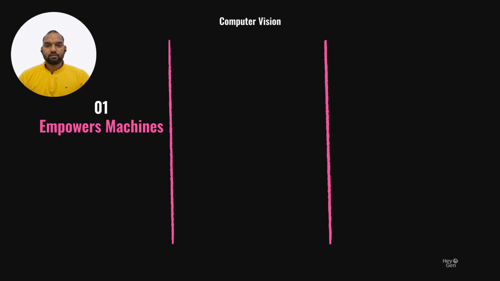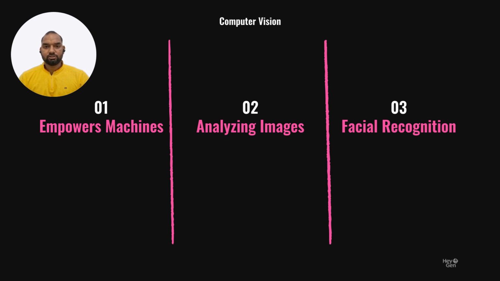Computer vision empowers machines to interpret and understand visual data, a crucial aspect of artificial intelligence. By analyzing images and videos, it enables applications like facial recognition and autonomous vehicles. This field is pivotal in transforming how machines perceive the world, enhancing their ability to interact with their environment.